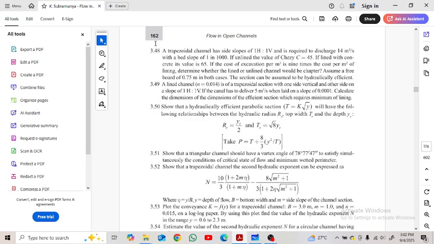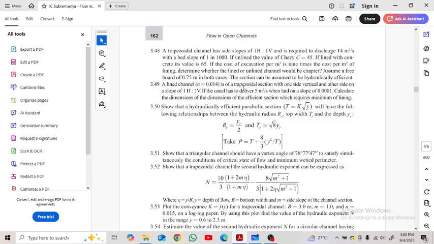This is a very important question here, 3.48. You can see here our trapezoidal channel has side slope 1 horizontal, 1 vertical. Comparison of the economical condition of a lined channel and unlined channel. Even though it has already been asked in the IIE examination, I must say that this is an important question, and a conceptual question can be asked again. So this one is important here.